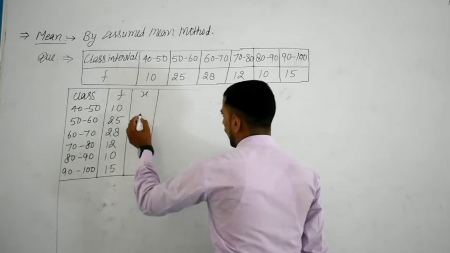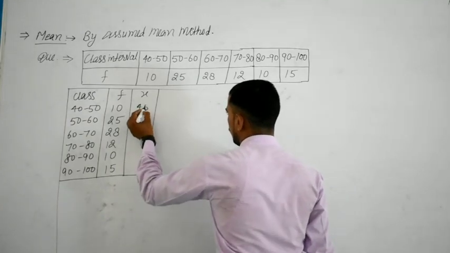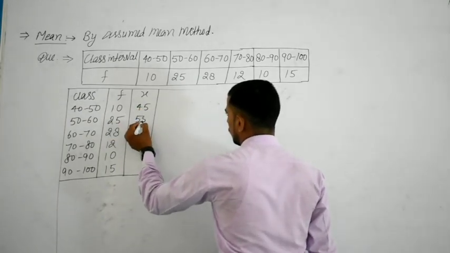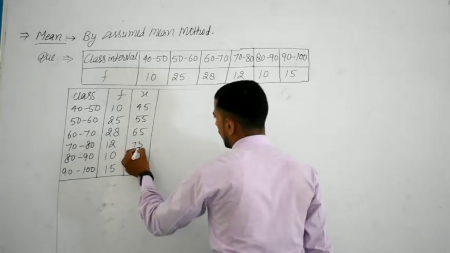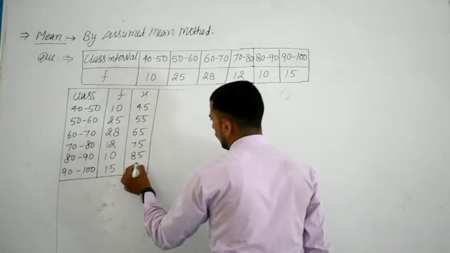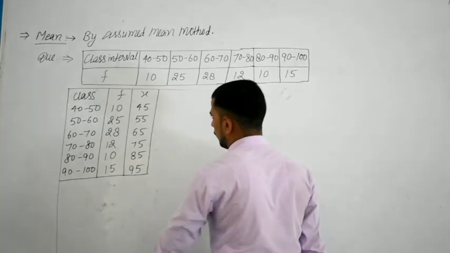Value of class marks x is 50 plus 40, 90 upon 2, 45. Next is 55. Similarly 65, 75, 85 and 95.